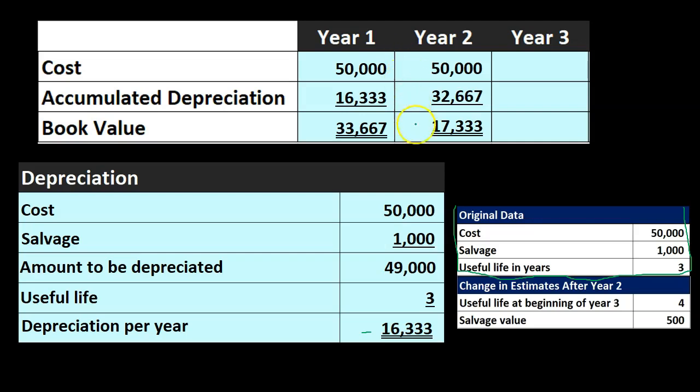It oftentimes might not be most useful to do that. What we can do instead is say, okay, we've figured out the adjustment at this point in time. We're going to say this is where we stand at this point in time. This isn't the cost, it's the book value as of the end of year 2, and then take that and adjust it going forward to allocate it out to the 4 years and the new salvage value.